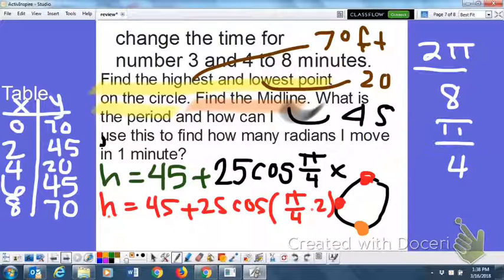If I have pi over 4 times 2, what can I simplify both of these by? By 2. So you can multiply across, but you know that that's a way longer method, right? So that becomes pi over 2. What's the cosine of pi over 2? So that's 90 degrees, and the cosine of 90 degrees is 0. So again, got to know your unit circle. So if this is 0, what's 25 times 0? 0. And 0 plus 45? 45.